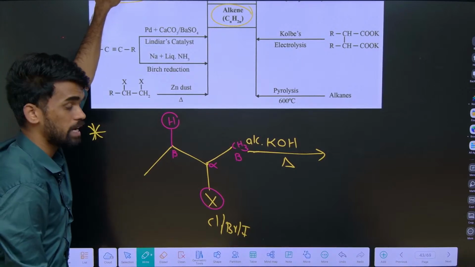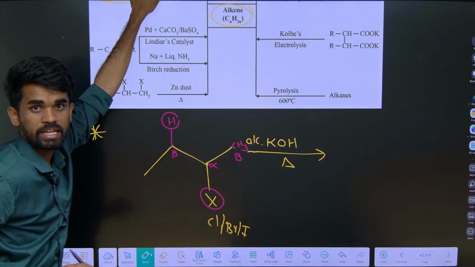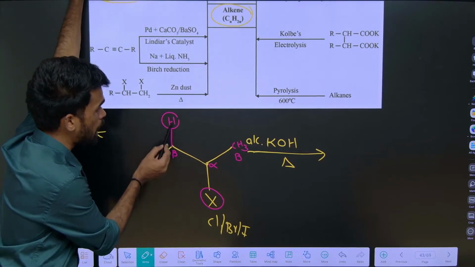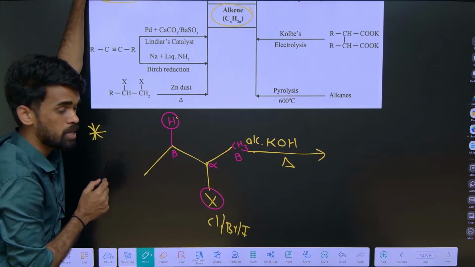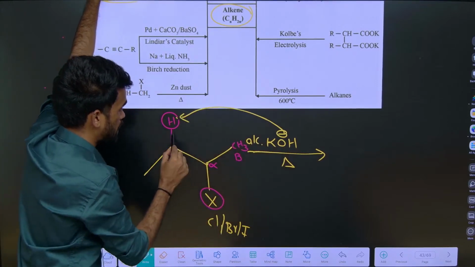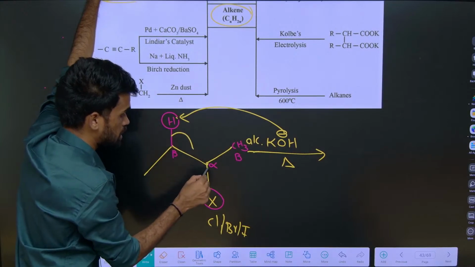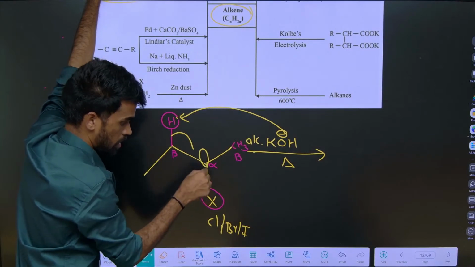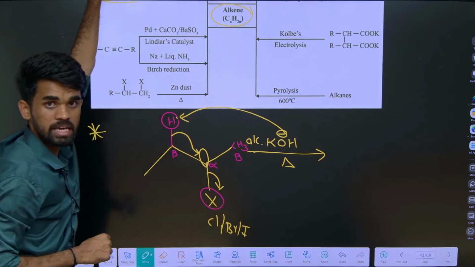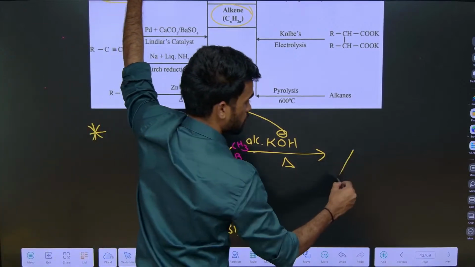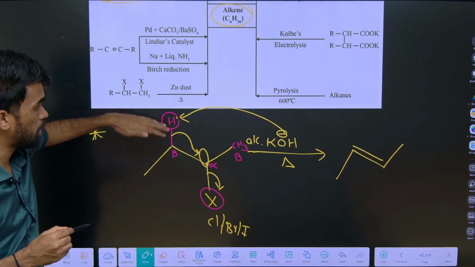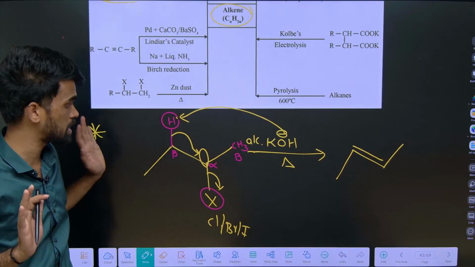Now alpha-beta elimination, or 1,2-elimination, takes place: the halogen from the alpha position and a hydrogen as H plus, a proton, from the beta position are eliminated. The base will take this proton, and simultaneously this bond shifts to the sigma star orbital of the C-X bond. Therefore X is eliminated, and we get an alkene product like this. This is what happens in elimination reactions. I hope it is clear.